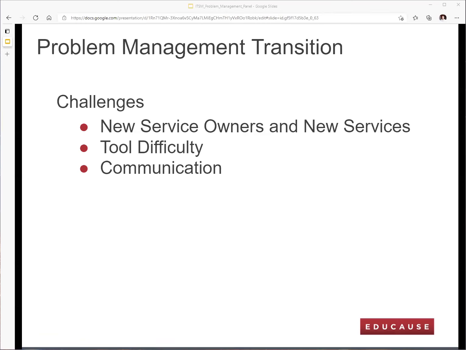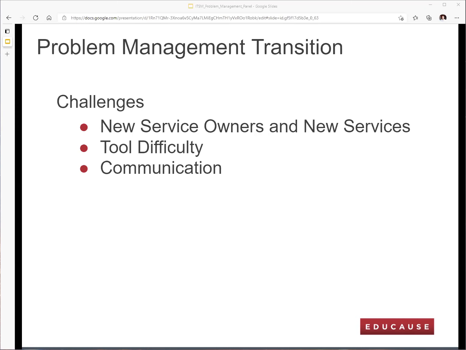We're also having tool difficulty, teaching new users how to use the process the way it was designed when we're kind of in the middle of a transition. What does that look like? What fields do we want to require and which ones not? And then always communication. How are we making sure people know what they need to be doing and when it needs to be done? We all have a lot on our plates because we have a lot of new services, a lot of new service owners.